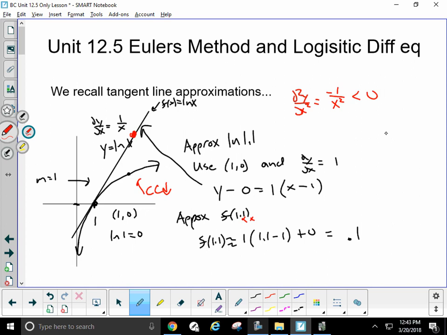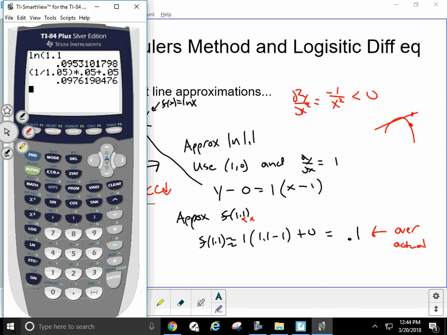And for any concave down function, if you're using a tangent line to approximate function values, no matter where your tangent line is located, on the upward slope, the downward slope, it doesn't matter, your tangent line is producing an overapproximation. So I know this 0.1 is definitely over the actual, as long as my concavity is consistent. And in my calculator, I can go ahead and type in the log of 1.1 to see what the actual value is. And I know it's a little bit under 0.1, 0.095. Not bad.